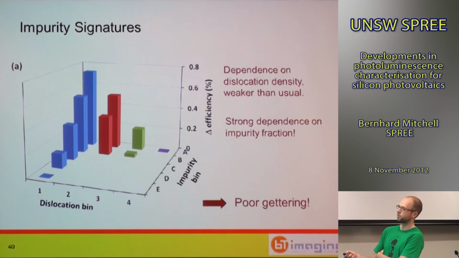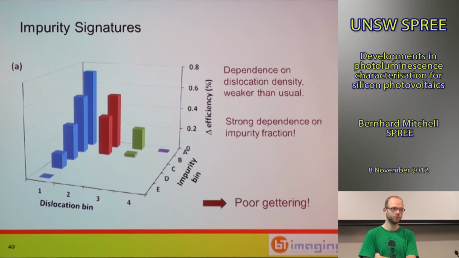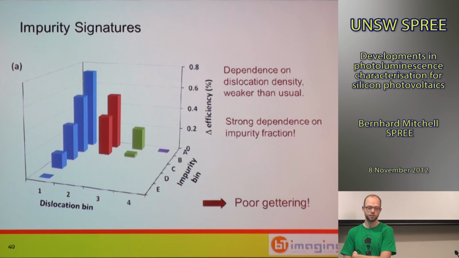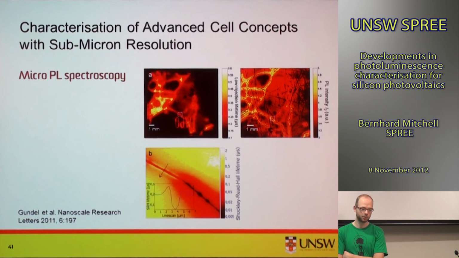If you compare that to other data, which I'm not showing here, you can see that very clearly. So what it means is you can use image processing techniques to, for example, show that the production line has a poor gettering efficiency. Now let's go towards an example of how you can characterize advanced cell concepts with submicron resolution.